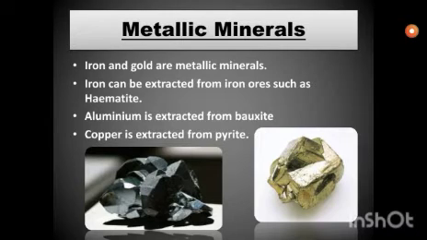Iron and gold are metallic minerals and can be extracted from ores such as hematite. So the first picture you can see is of hematite. Aluminium is extracted from bauxite and copper is extracted from pyrite. So this yellow one, the second picture, shows pyrite ore. So all these minerals are metallic and they have their ores to be extracted from. Metals are used to make utensils, tools, machines, vehicles, etc. And even wires are made from copper or aluminium as they are good conductors of electricity. So the metallic property of these minerals makes them classified in the metallic minerals category.